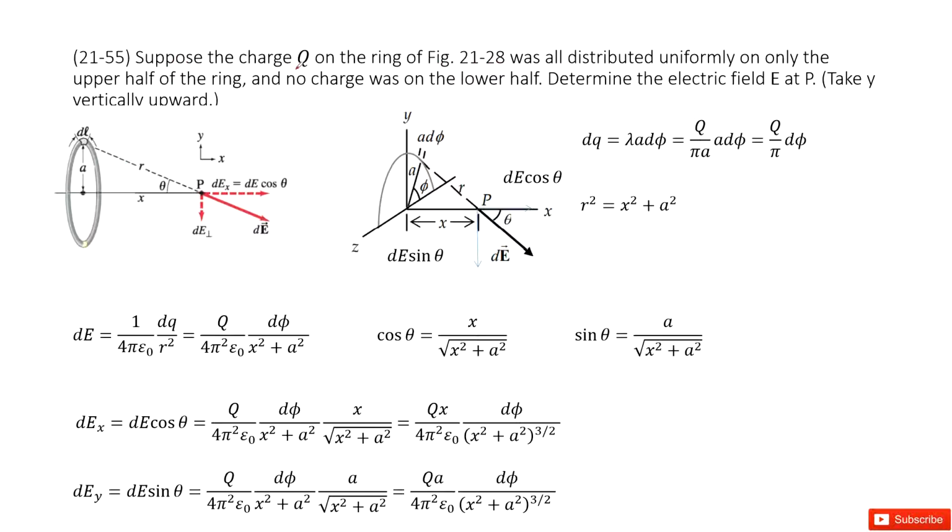Suppose the charge Q is only distributed uniformly on the top part, on the upper half. So we draw just half of this ring, and no charge on the lower half. So it looks like this one. And then we need to determine the electric field at P.